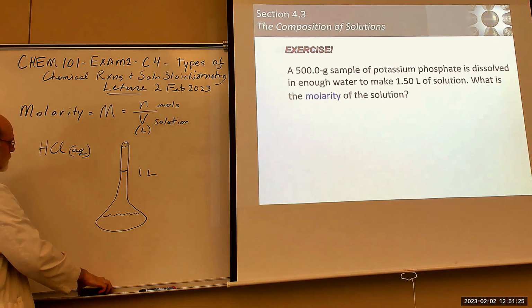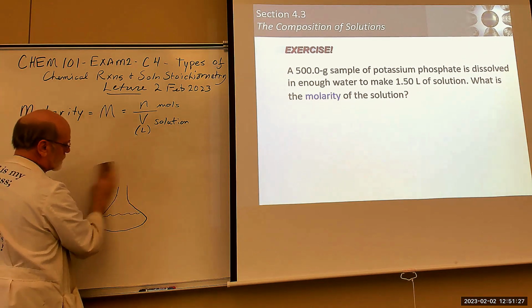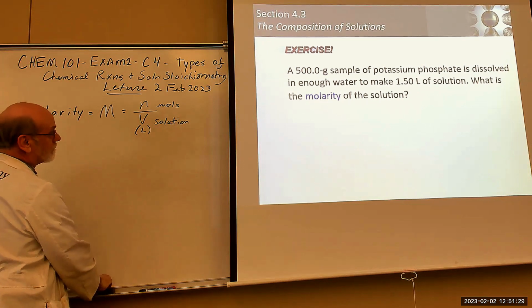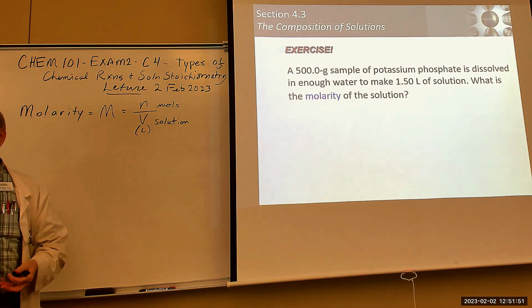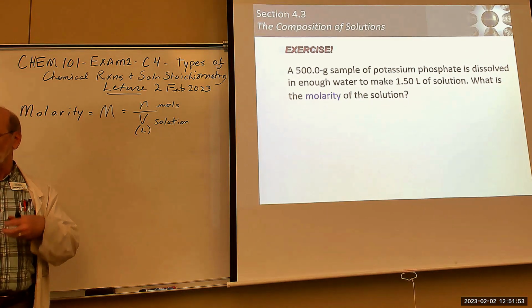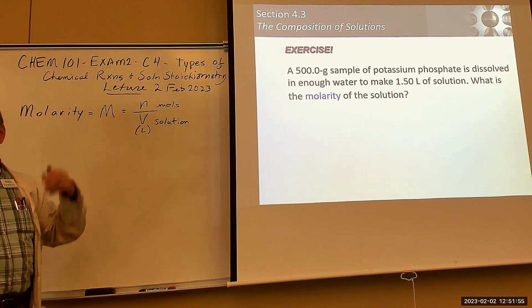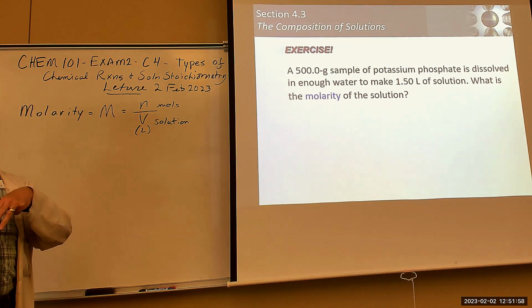Okay, so what do you do if you're not given the number of moles? Say we start with 500 grams of potassium phosphate, and we want to make up a solution that's 1.50 liters of solution. We need to know how many moles that potassium phosphate is. Okay. That's why you need to know how to write the compound. Otherwise, you can't determine the molar mass. And the molar mass is the conversion factor that you use to convert grams to moles.